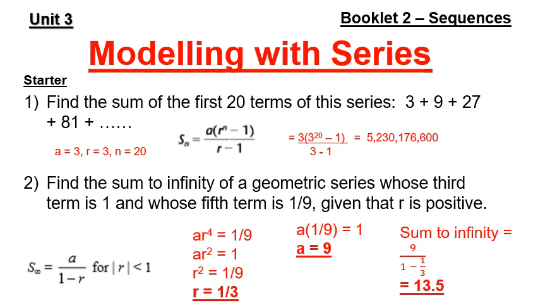The question was find the sum to infinity. The formula for that is a over 1 minus r. So now that I know a and r, I can sub those in and find my sum to infinity.